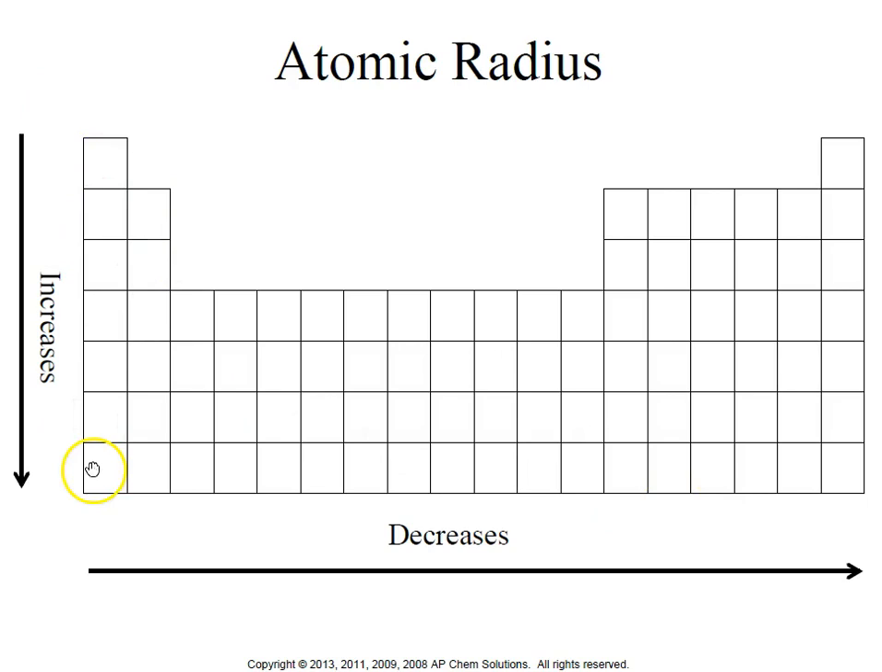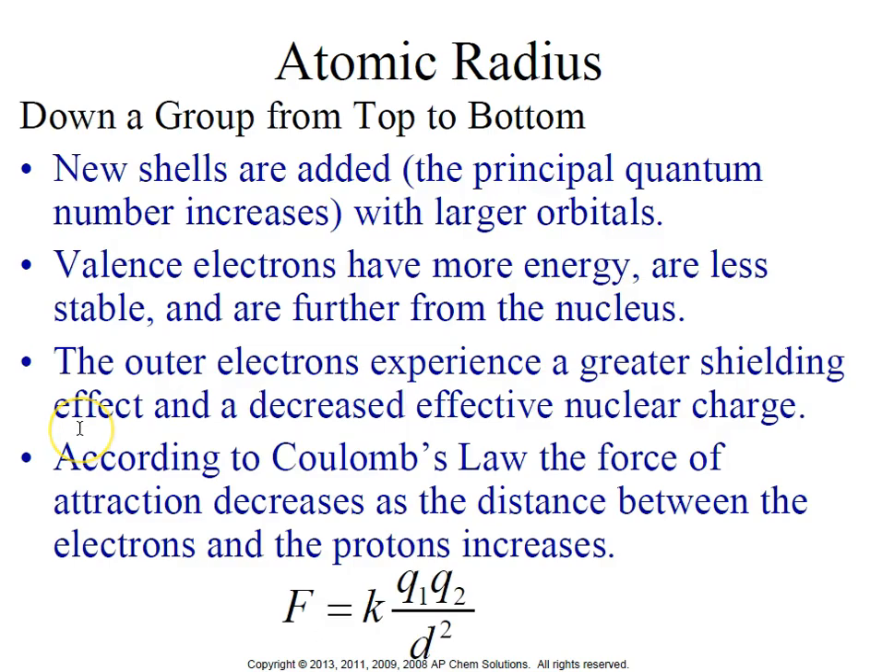As you go down, the atomic radius increasing makes sense. The atoms are getting larger as you move down, and we'll talk about why. But across stumps people a little bit more. So first of all, let's talk about going down. As you go down, the atomic radius increases because new shells are added. New shells are added.